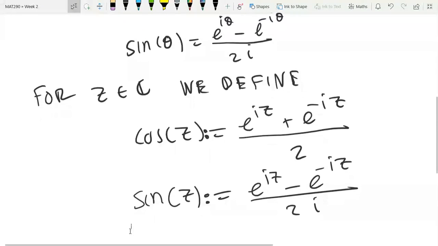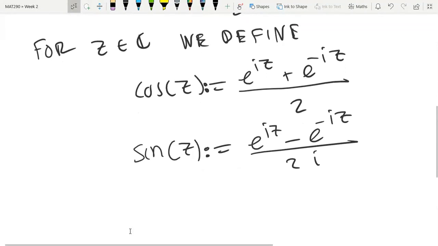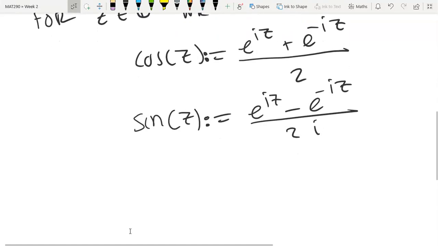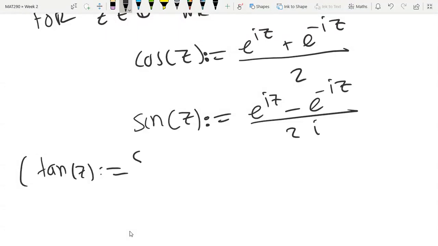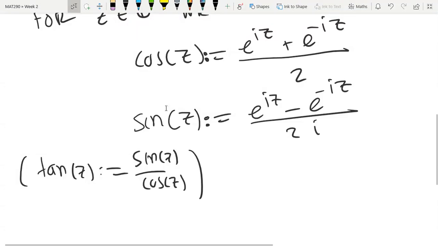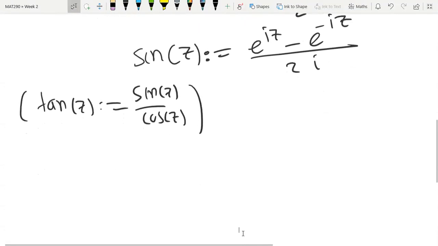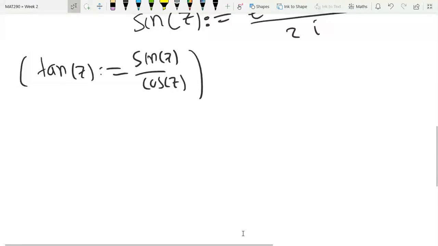Okay? So this is our definition of complex cosine and complex sine. And from here you can even define tan if you like. So tan of z is the ratio, and so on. As soon as you have cosine and sine, you can build the rest. All right, so let's do some examples to get an intuition.